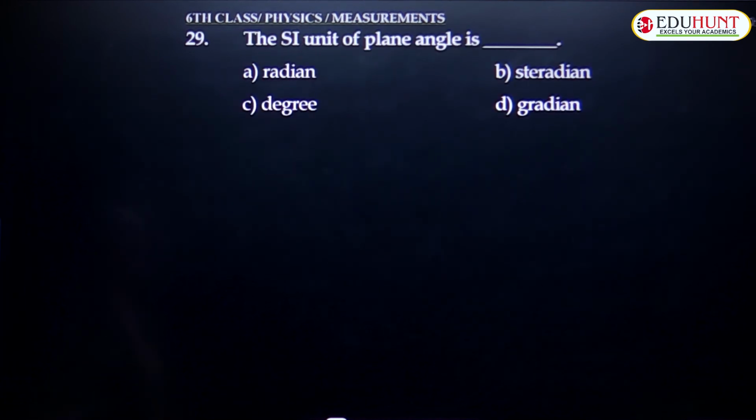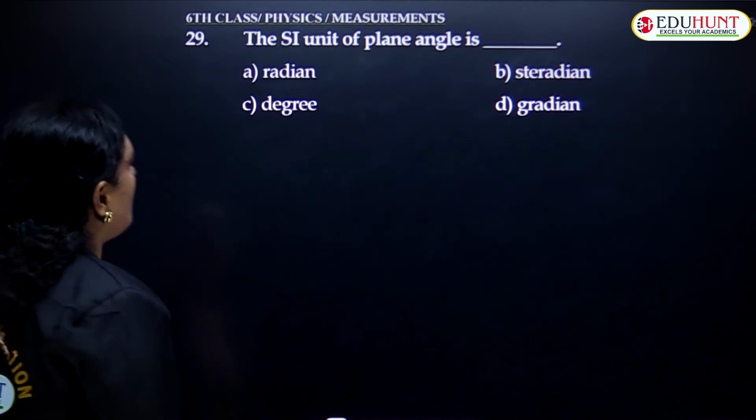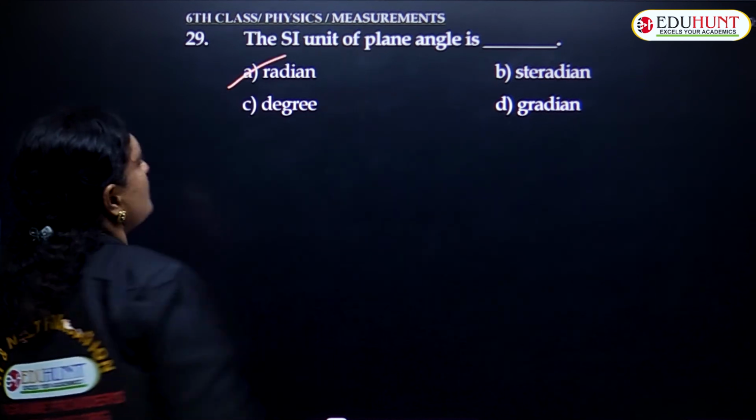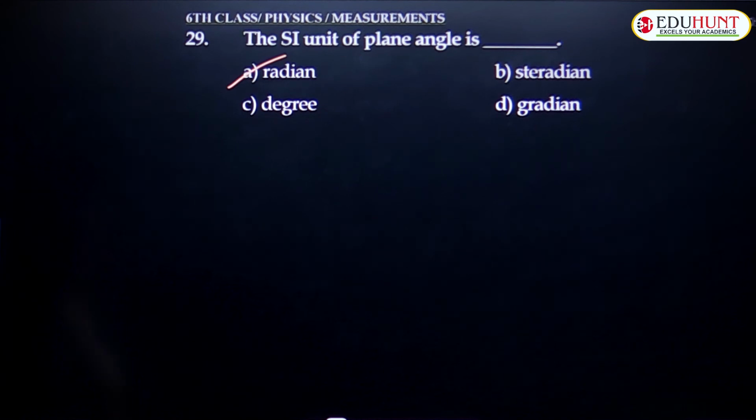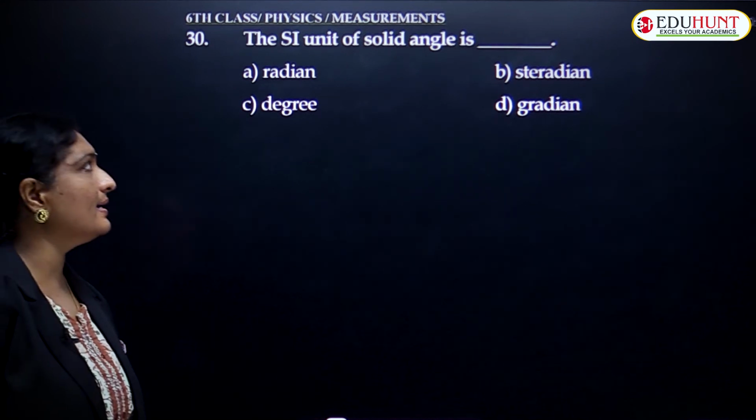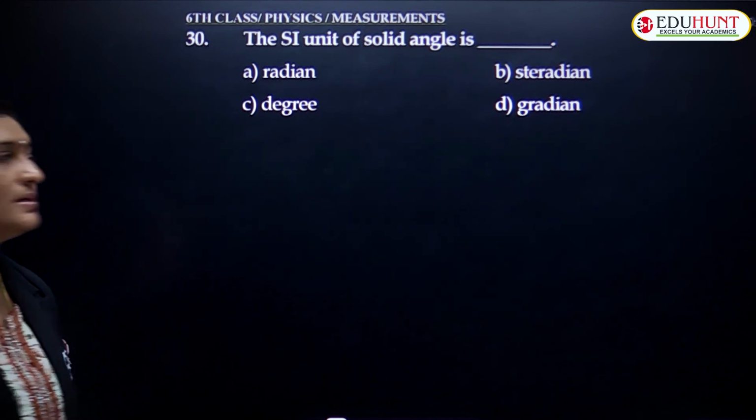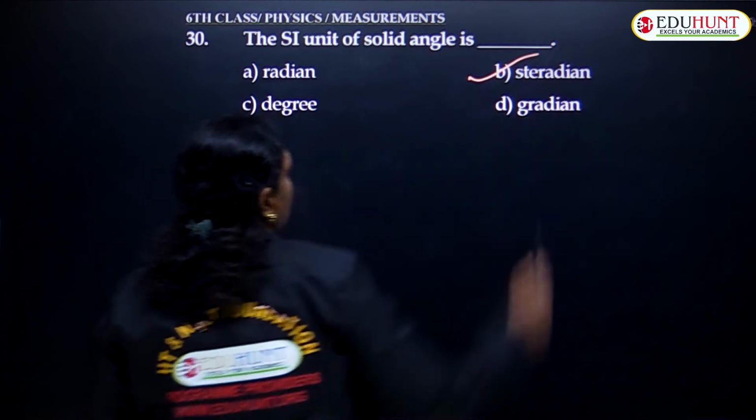The SI unit of plane angle is, children, I already told you that plane angle is measured in radians, whereas solid angle is measured in steradians. So which among them is the radians? Here option number A, radians. Next question, the SI unit of solid angle is, just now I told you that plane angle is measured in radians and solid angle is measured in steradians. Answer B.